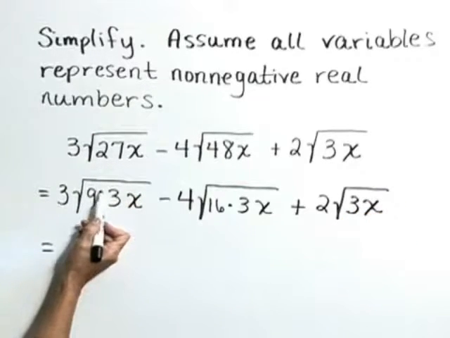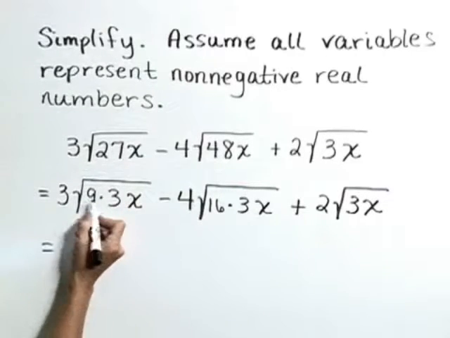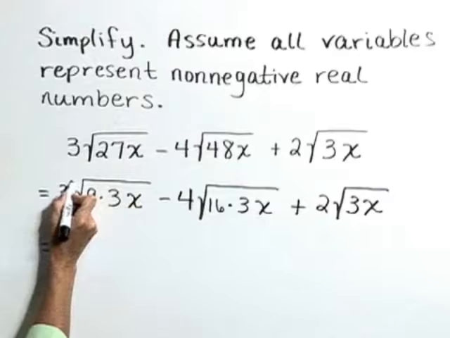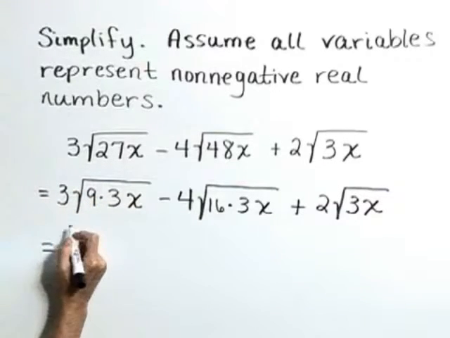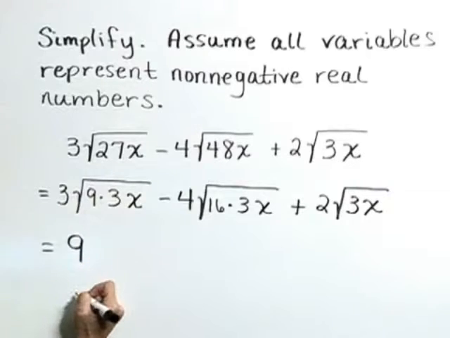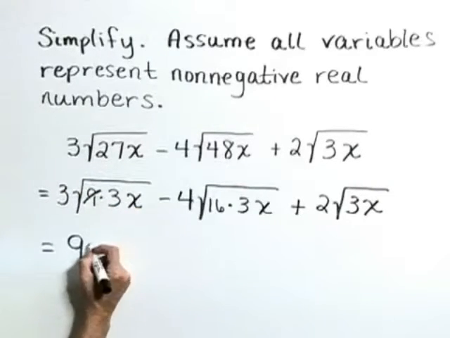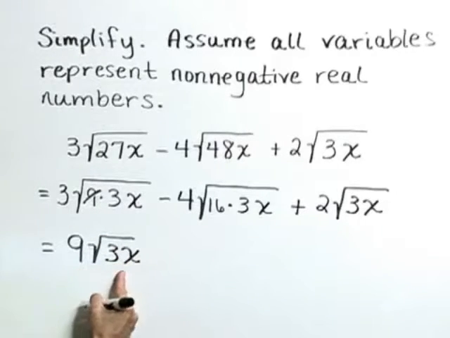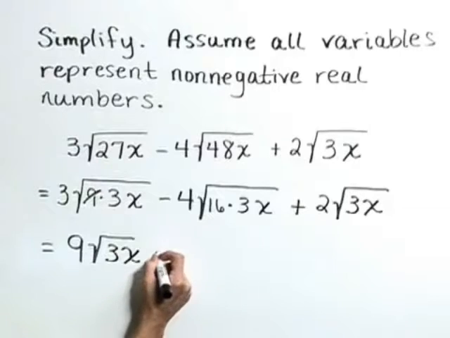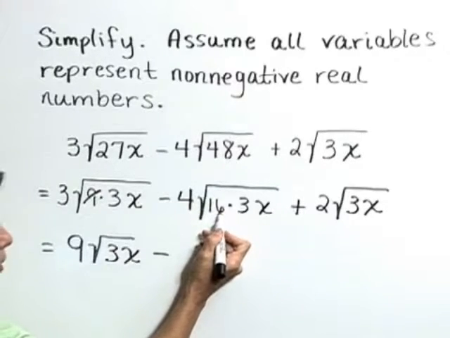Now as our next step, let's pull those perfect square values out of the radicals. The square root of 9 is 3, and 3 times the 3 that is already in front gives a product of 9. So that 9 came out, but the 3x stays underneath. So let's write that as 9 times the square root of 3x minus the square root of 16 is 4.